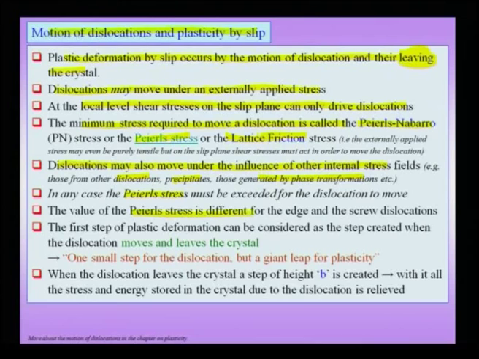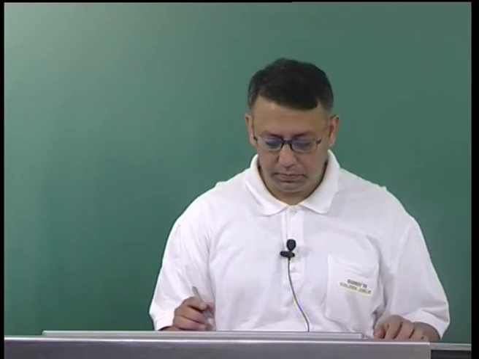The value of Peierls stress is different for pure edge and pure screw components of a dislocation. And this is very, very important, because you could have a crystal which is, as we shall see later, free of edge dislocations, but not free of screw dislocations.